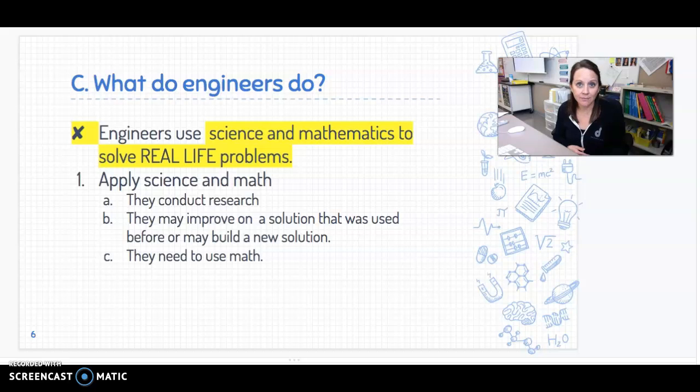Another example is the iPhone, right? They keep coming out with new cell phones and more advanced cell phones. They can do more things. Apple comes out with new iPhones every year that are improved on the prior one. And a lot of times, scientists or engineers need to use math when they're developing their new technologies.